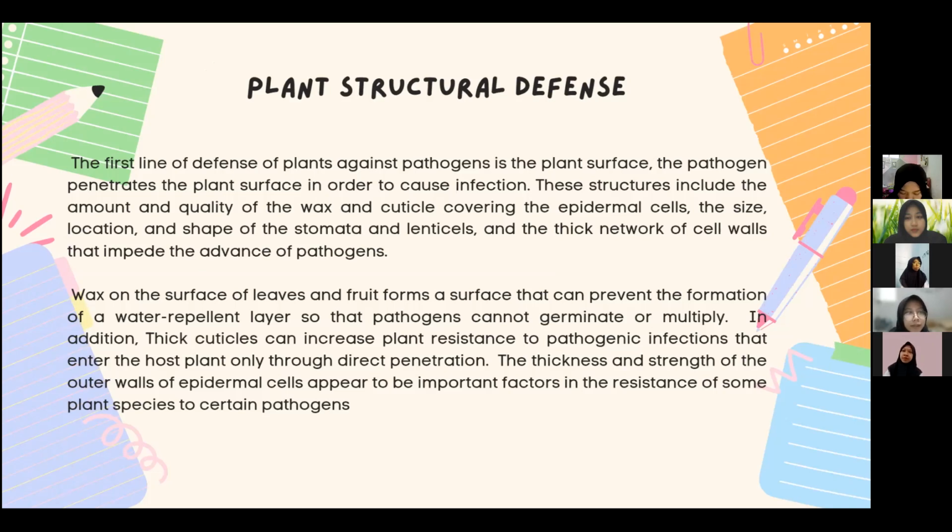The pathogen penetrates the plant surface in order to cause infection. These structures include the amount and quality of the wax and cuticle covering the epidermal cells, the size, location, and shape of the stomata and lenticels, and the thick network of cell walls that impede the advance of pathogens. Wax on the surface of leaves and fruits forms a water-repellent layer so that pathogens cannot germinate or multiply.